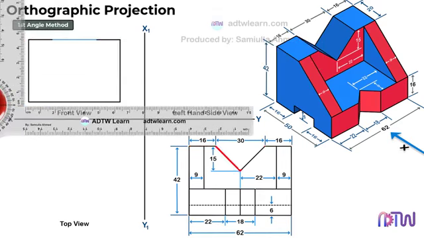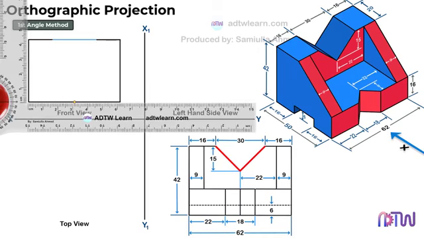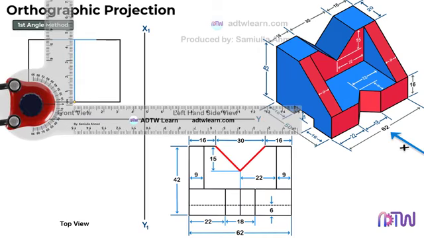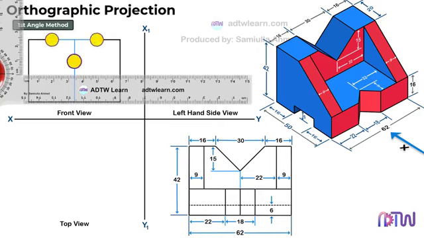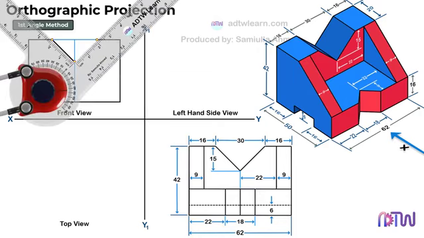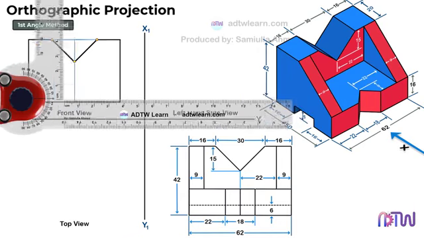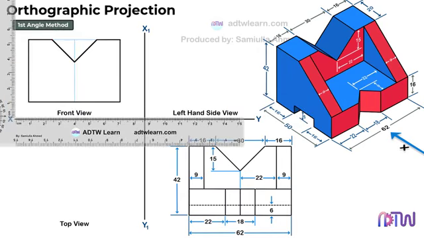We can see this notch is in the center of this object. Therefore, mark a point on this horizontal line. And draw a light vertical line from this point. We can see the depth of this notch is 15 mm from the top. Therefore, mark a point at 15 mm from the top on this vertical line. After this, join these points. We got the outline of the object.